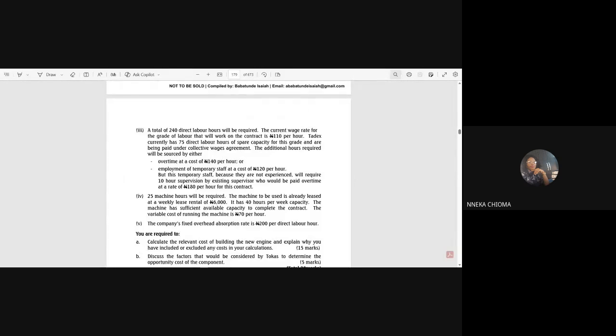The cost of paying the supervisor 180 instead of the overtime. Like, I don't understand it. If you look at this value, this statement here, this Roman 3 here, you have two options: either to work overtime or to employ temporary staff. Now, as a cost analyst, you are expected to choose the cost that is lower, the cheaper value.